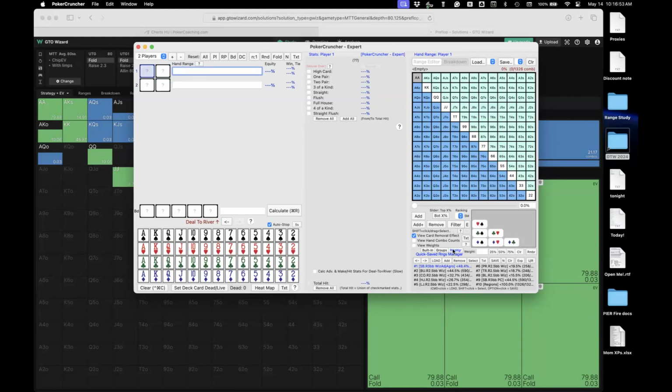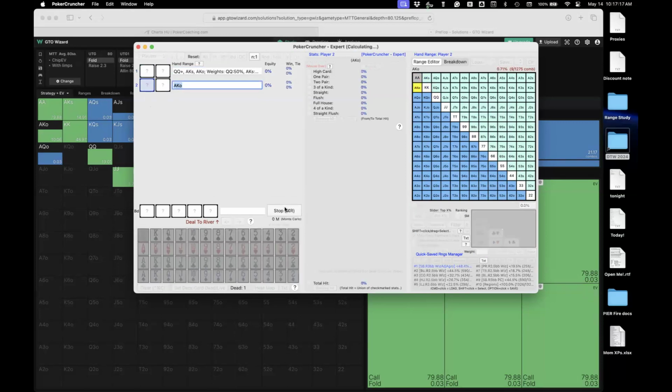Could have copied that before I did it. One more time. Range manager, aces at full frequency. Ace, king, 50%. Queen, 50%. We were barely getting the right money. Set a dead card. The ace of spades is gone. And give me every other ace, king offsuit that I can. And how bad is my world?